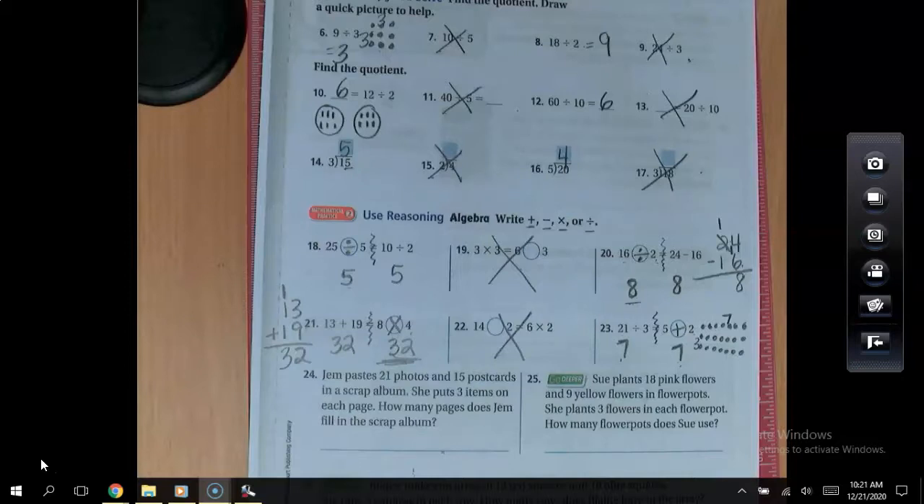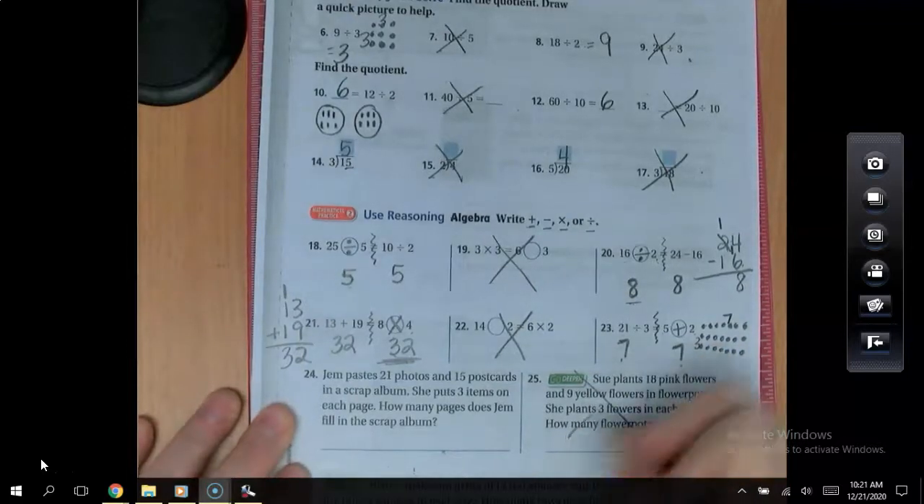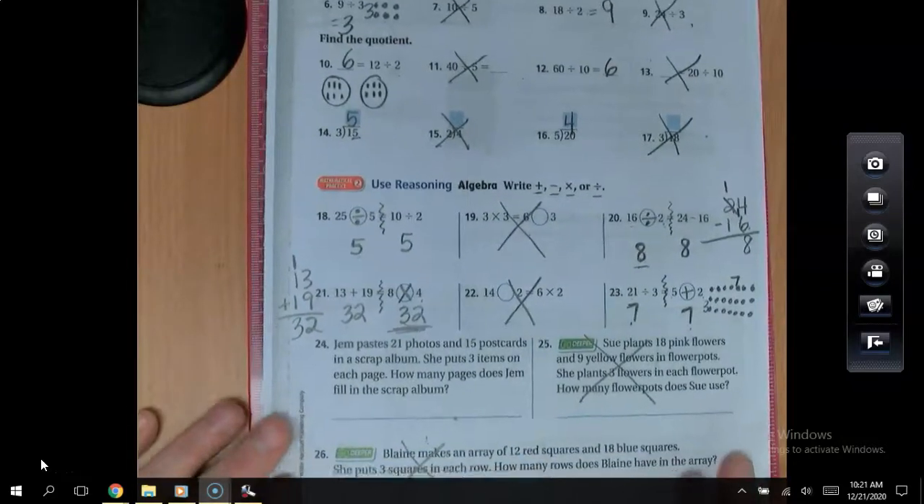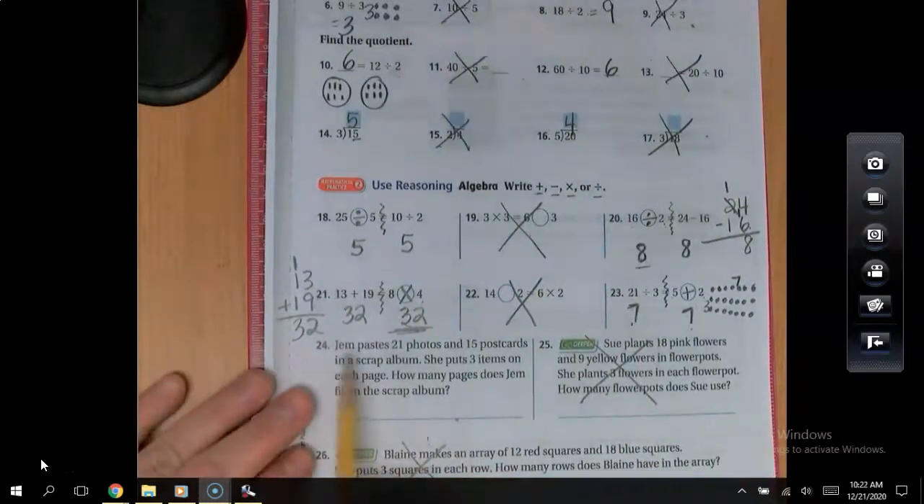Very good. All right, we're going to just do one of these story problems. Go ahead and cross out 25, cross out 26. Now, you're always more than welcome, boys and girls, to go back and do these problems if you'd like to. Okay, but we're just going to look at one of these story problems. It says, Jem pastes 21 photos and 15 postcards in a scrap album. She puts 3 items on each page. How many pages does Jem fill in the scrap album?